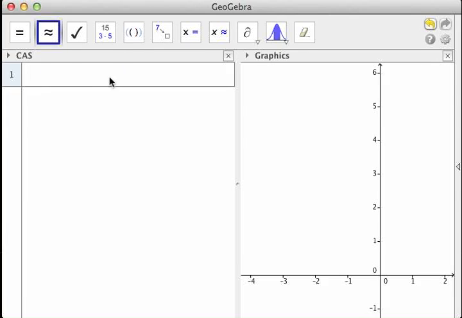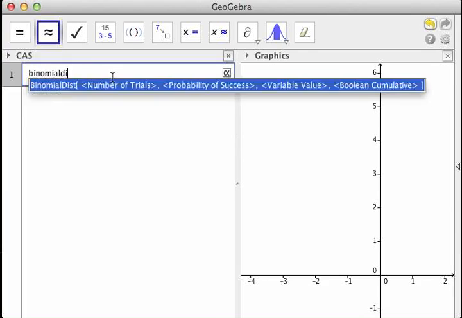And we have a numeric answer, and we would like to ask for the binomial distribution, and you can see it's asking for the number of trials, which we just talked about, that's 20, the probability of success, which is 0.45, the variable value, that's 10, that's the number of successes we want to calculate the probability for, and this last argument is Boolean cumulative. That means true or false. Do we want a cumulative probability? And in this case, we do not want a cumulative probability. We just want the probability of exactly 10.